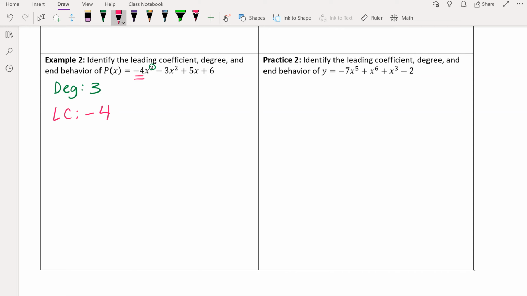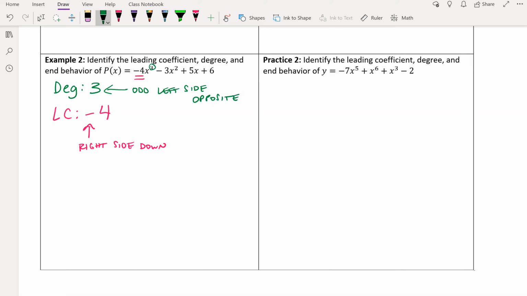And now we're going to use our chart. If the leading coefficient is negative, that means right side down. And then the degree is odd. Odd numbers cannot be divided by 2. The degree is odd, so that means left side, opposite direction.